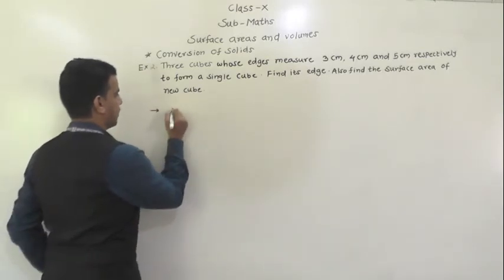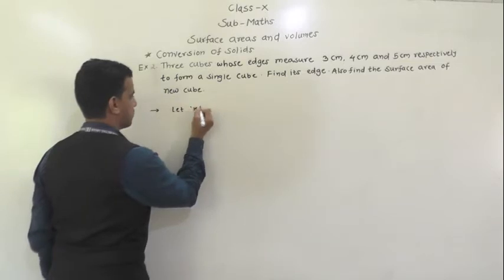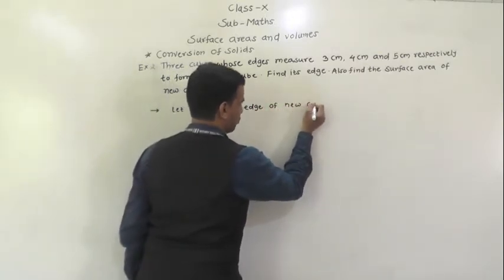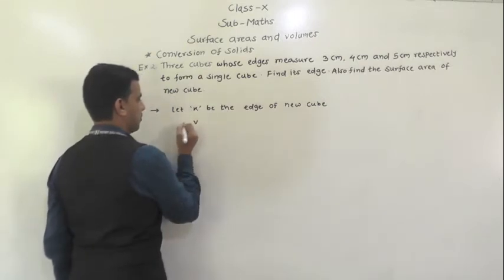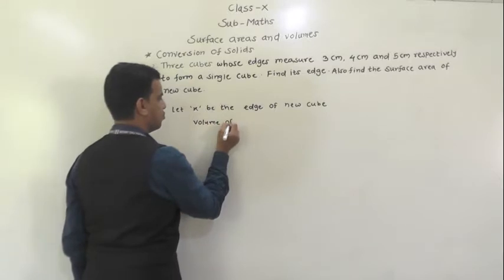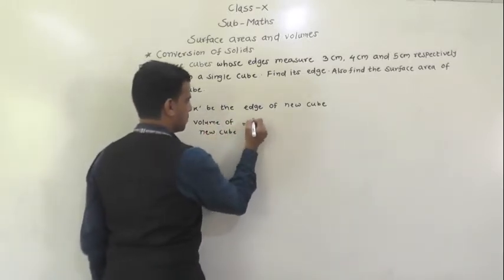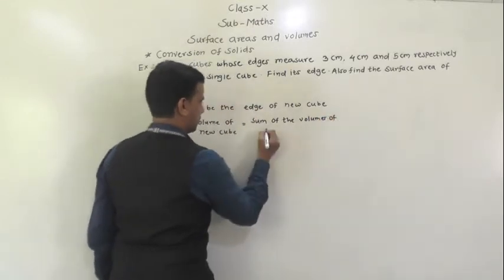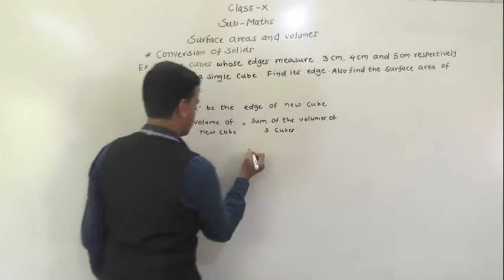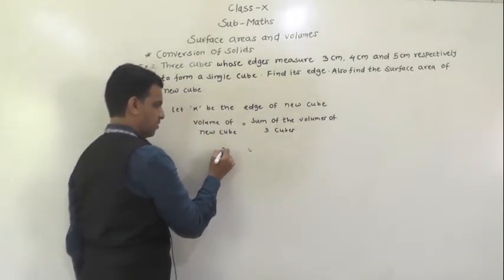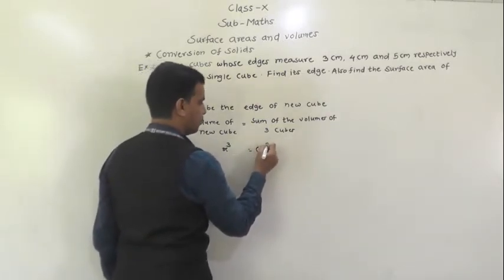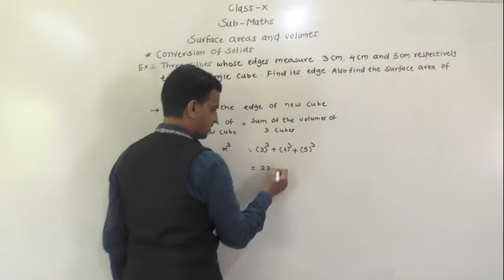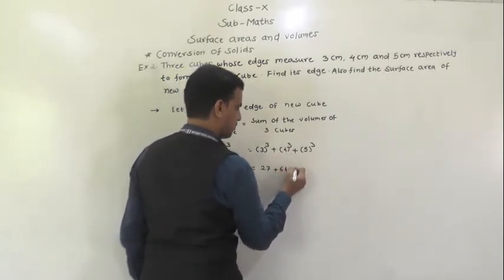So let x be the edge of the new cube. Then the volume of the new cube is equal to the sum of the volumes of the 3 cubes. Volume of a cube, we know the formula, is side cube. So x cube is equal to 3 cube plus 4 cube plus 5 cube. So 3 cube is 27, 4 cube is 64, plus 125.